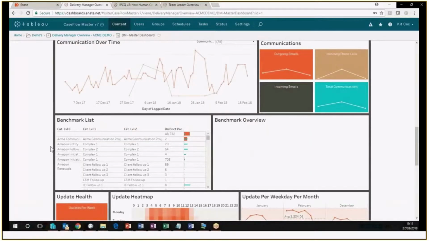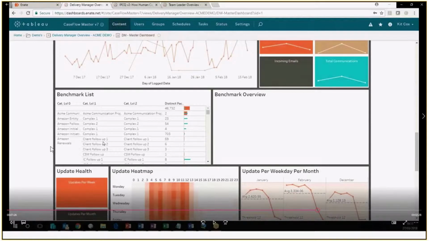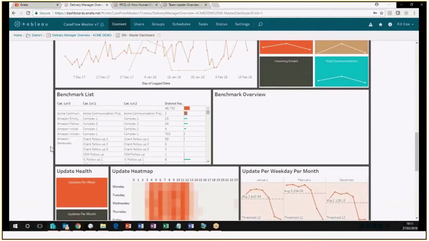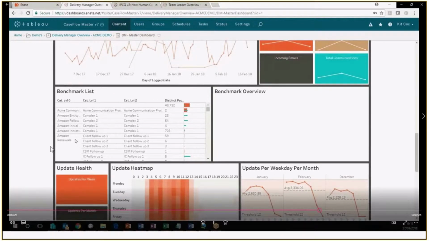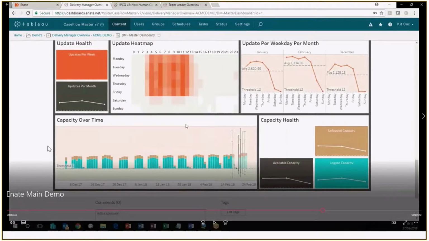Below that is benchmark times. So this is how much time you think it should take a piece of work versus how much time it actually is taking to do each of those types of activities. Below that is heat maps. So these are busy hours of the day and busy days of different months. And below that is capacity. But we look at that in the next report.